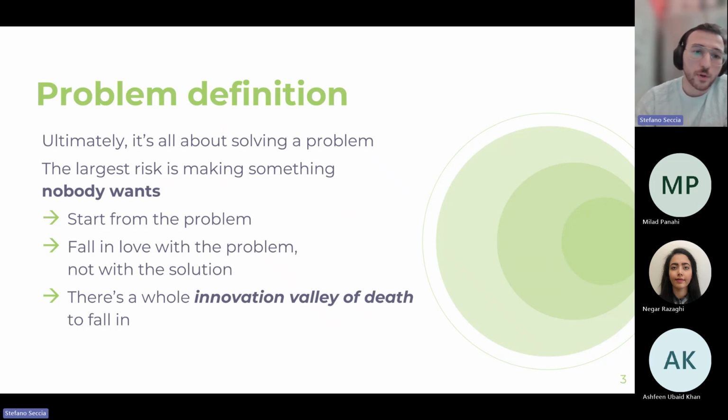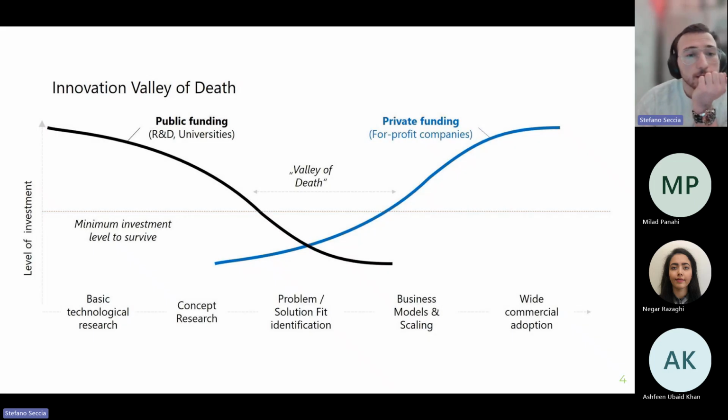It is often said there is a whole innovation valley of death to fall in. And what is the innovation valley of death? It is the bridge, actually the valley that separates what is interesting for public funding, so R&D and universities. So basically the development of new products, the development of new technologies, and what's actually needed where there's demand in the market for private funding, so for-profit companies. And in between, there is a problem of technology transfer to solve. There is a problem of problem-solution fit to solve. And it's not easy to solve.